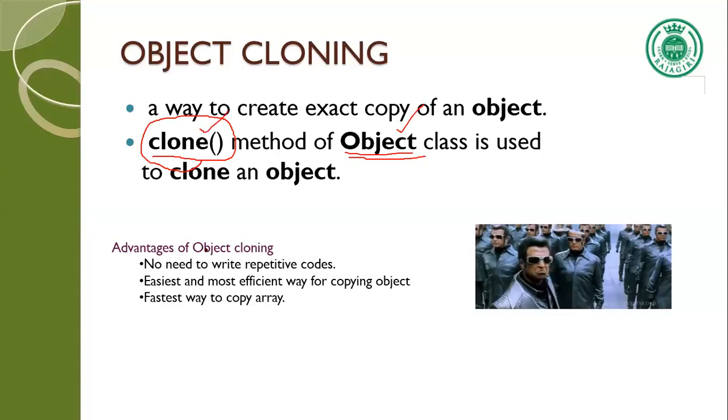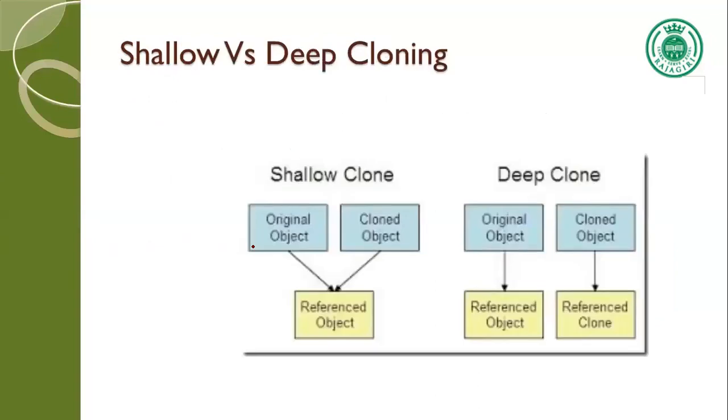As I've written over there, object cloning means you need not write code again and again. You can copy things. Now, there are 2 methods of cloning. One is called shallow cloning and one is called deep cloning. Be it shallow cloning or deep cloning, you will have an original object and a clone, an original and a replica, both in shallow and deep.